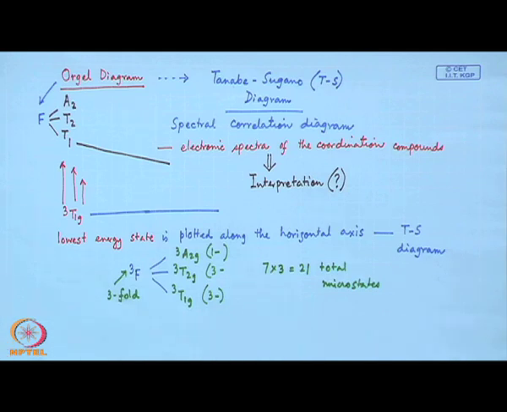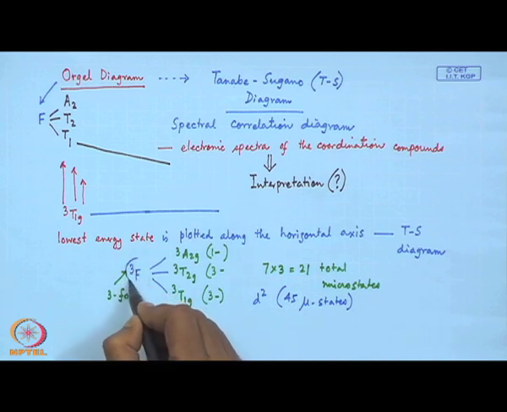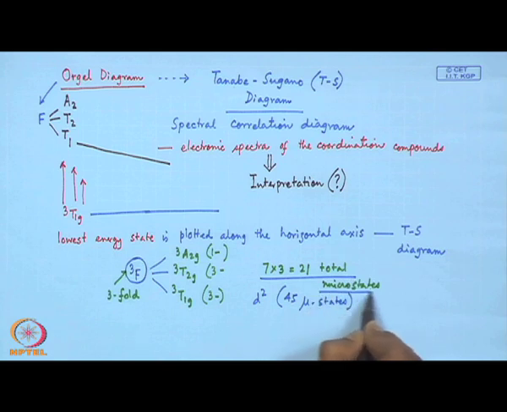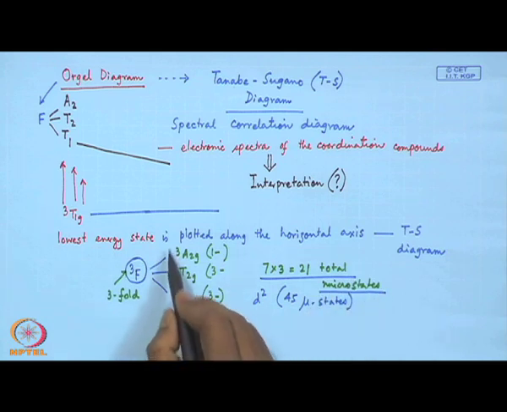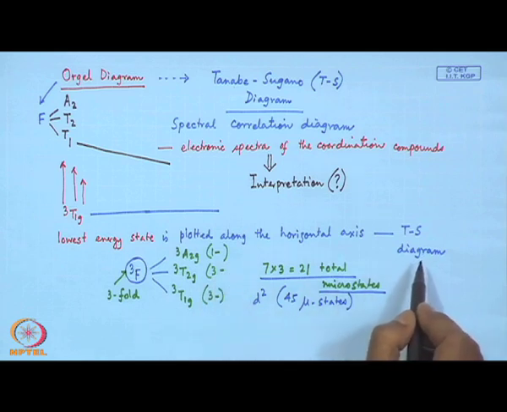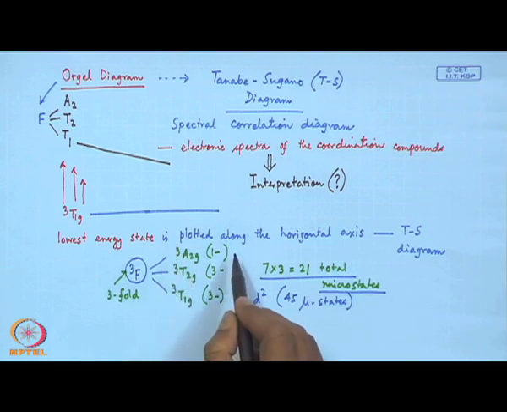So, in D2 electronic configuration we have altogether 45 microstates. Only this particular term, the 3F term, can account for these 21 microstates, and we will be considering these microstates nicely for these transitions in this Tanabe-Sugano diagram, where we see that the triplet degenerate levels are most important for these transitions.